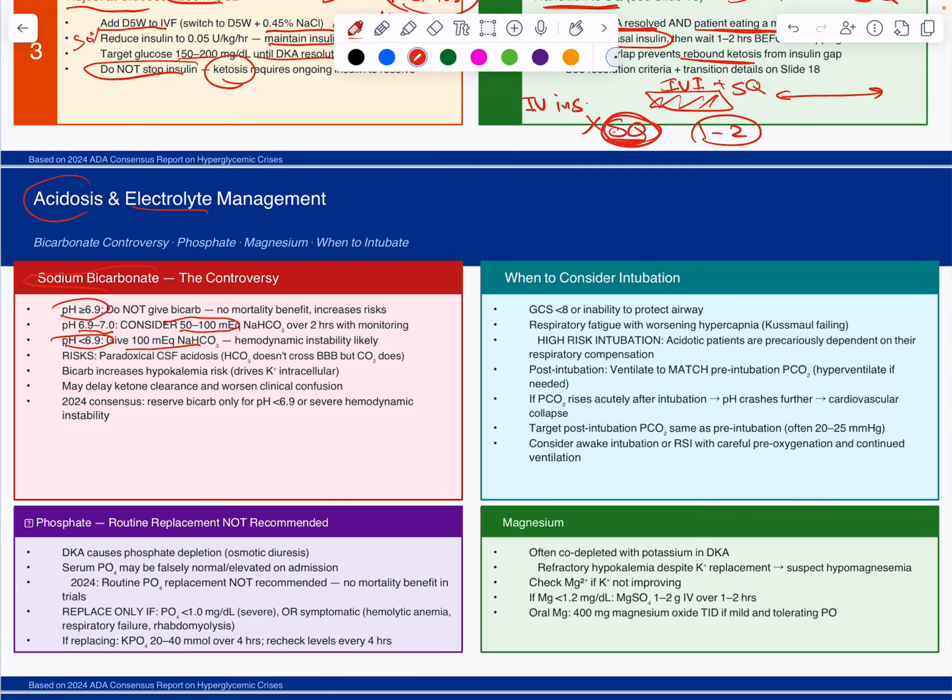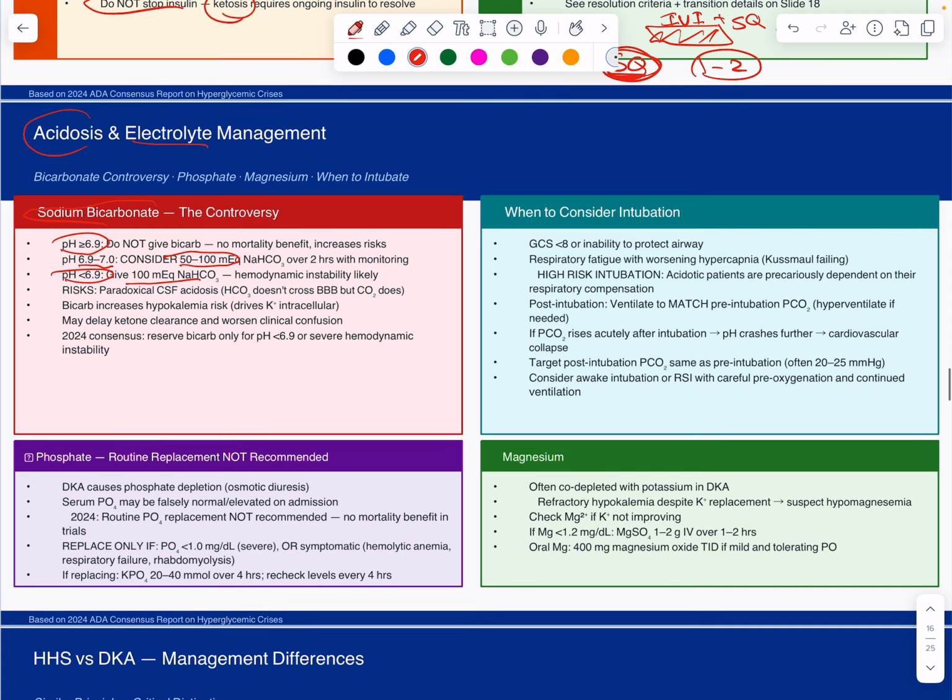I'll not go through the details of the sodium bicarb. That's all you need to know. When to consider intubation: if they cannot compensate or they have altered mentation with GCS below 8. So here you are trying to protect the airway, because they can lose their airway if the GCS is below 8.